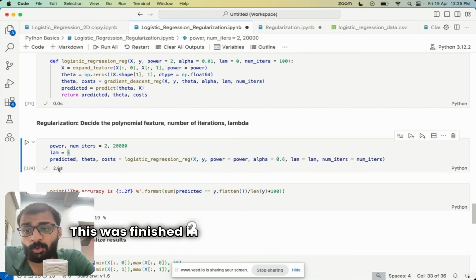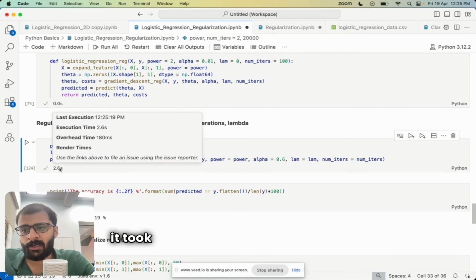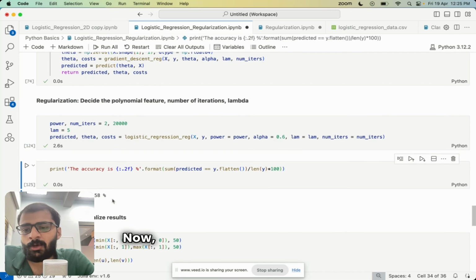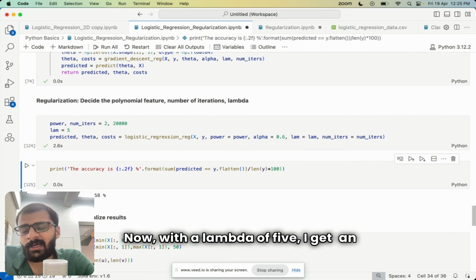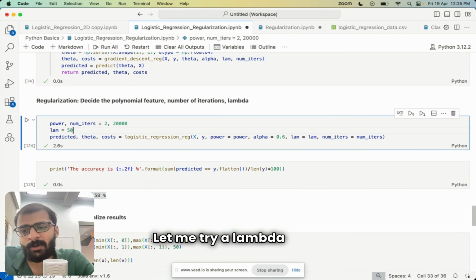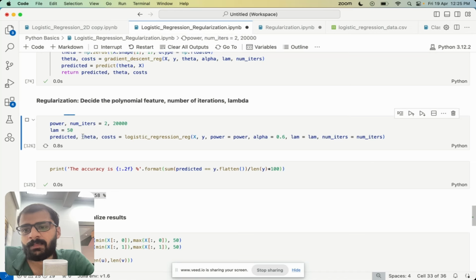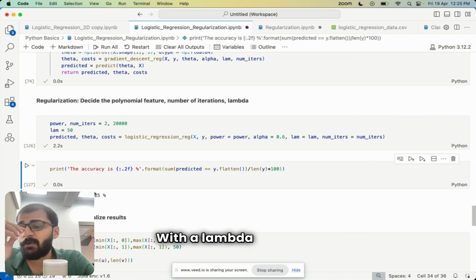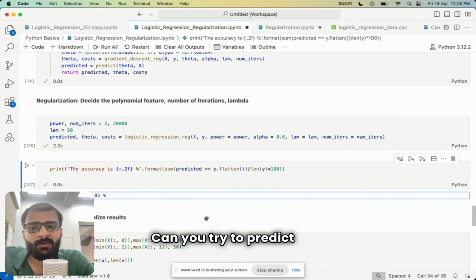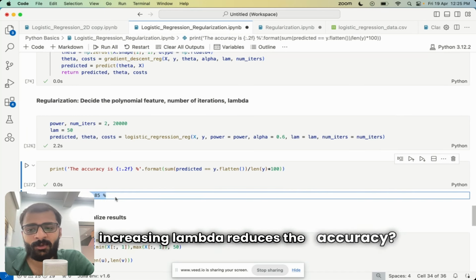Again, this was finished in 2 seconds compared to the 5 minutes it took earlier when I had a power of 20. Now, with a lambda of 5, I get an accuracy of 74, which is also a bit less. Let me try a lambda of 50. With a lambda of 50, you see we drastically reduce the accuracy. Can you try to predict why increasing lambda reduces the accuracy?